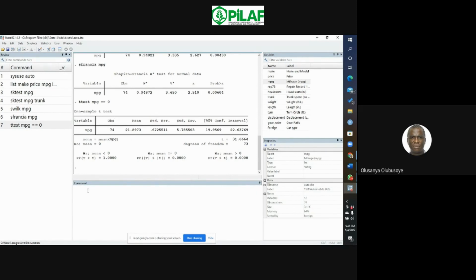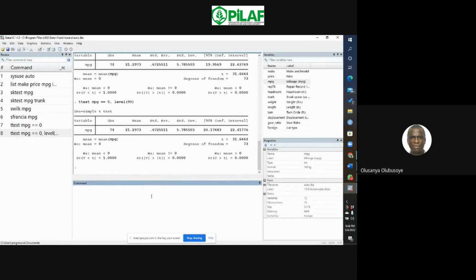We can change, of course, if we choose, we can change the level of significance. Let me say I want to use another level. So I'm using a 90% confidence level. In that case, it means my alpha level will be 0.1. So again, whether I use that, the result is the same.